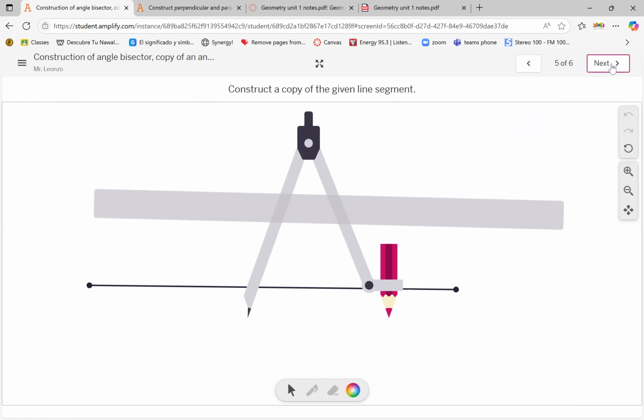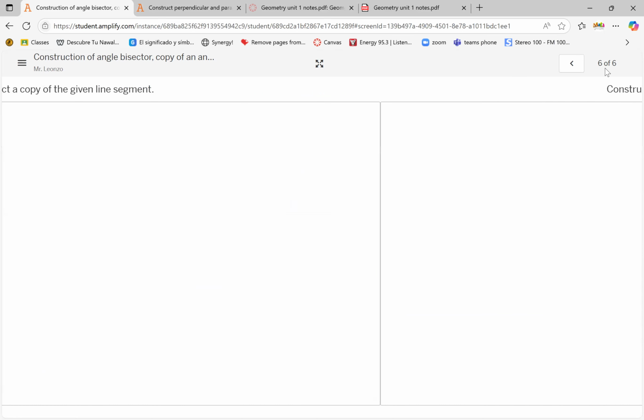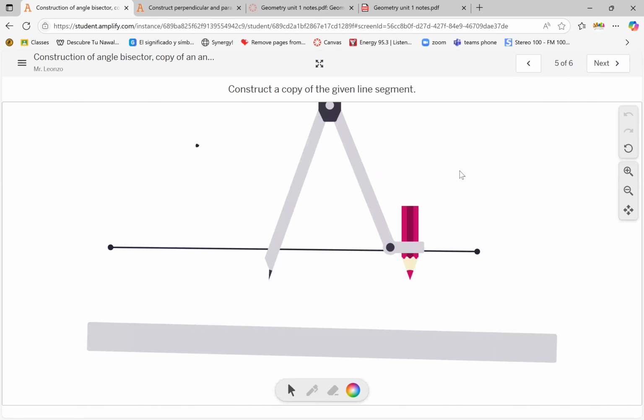Construct a copy of the given line segment. I'm going to copy this segment. To begin with, I'm going to do a starting point. I noticed for the line segment, I really need 2 points, one on each end. So I'm going to draw 1 point somewhere. There. You notice how the 5 and 6 are the same thing, okay?